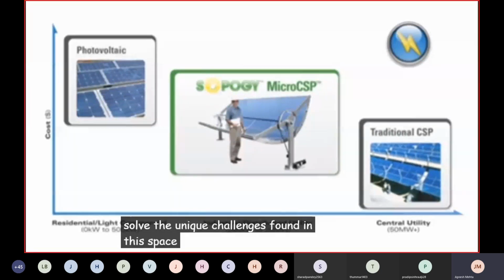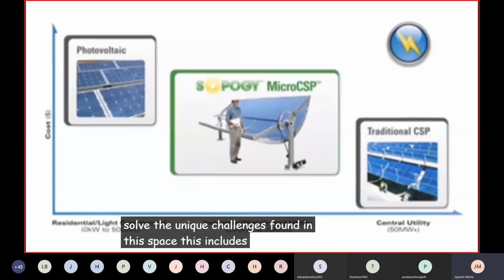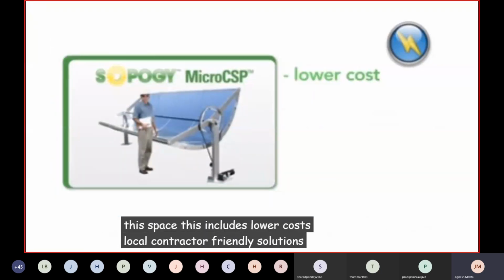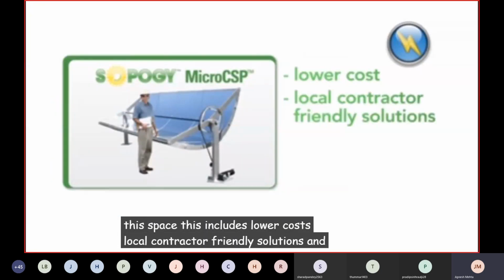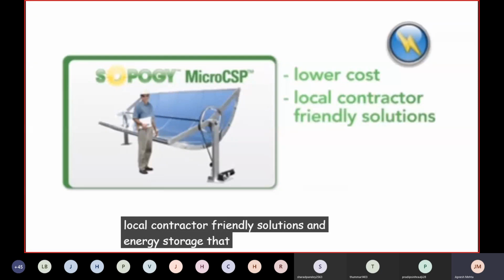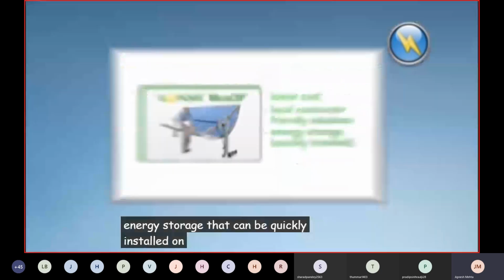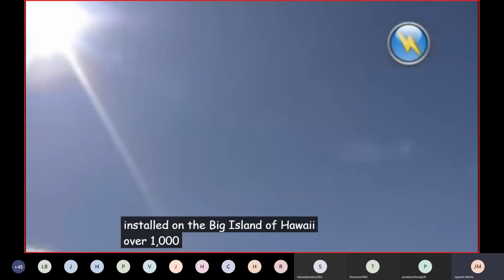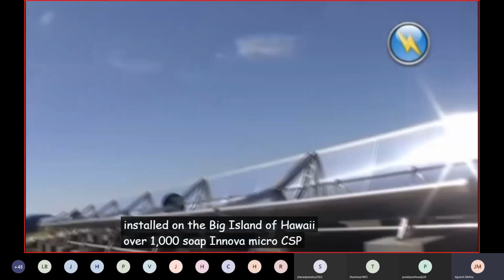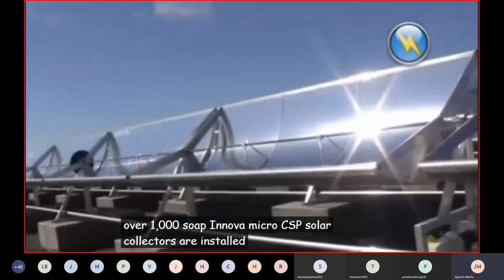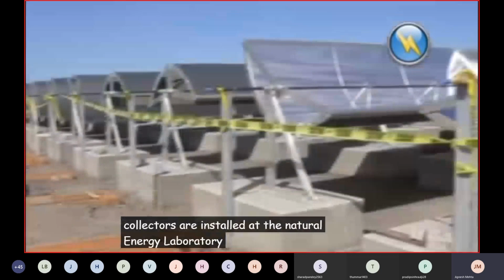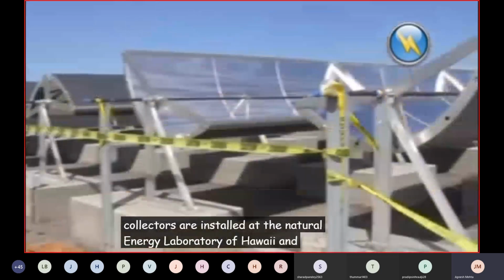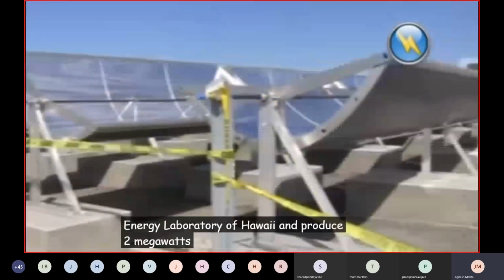This includes lower costs, local contractor-friendly solutions, and energy storage that can be quickly installed. On the Big Island of Hawaii, over 1,000 Soponova Micro CSP solar collectors are installed at the Natural Energy Laboratory of Hawaii and produce 2 megawatts of thermal energy. This time-elapsed video showcases the installation of over 1,000 Soponova collectors in just over 1 month.